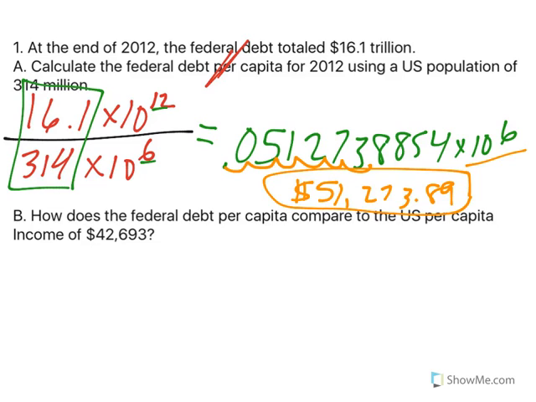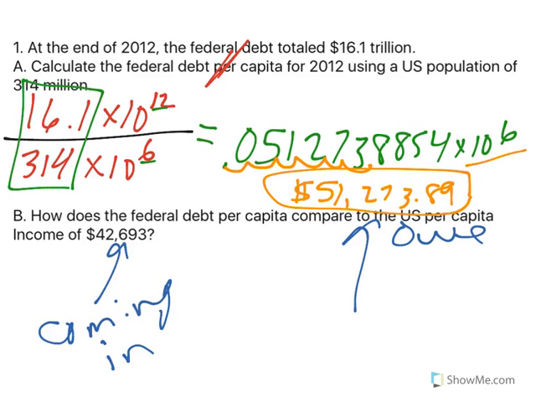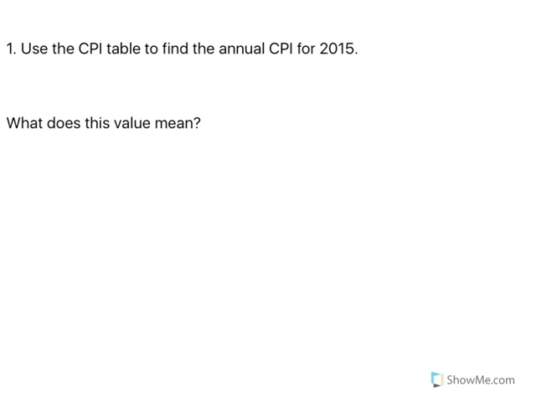In part B, how does that compare to the U.S. per capita income? Well, this is how much you owe per person. This is what you have coming in. So basically the difference is like $8,500 or something, and the difference is in terms of deficit. Even if every person in America took the money they have coming in, because this is an average, so this is everybody, everybody's got $42,693 coming in, but for the federal debt per capita, we've all got $51,273.89 going out, meaning there's no possible way to pay off the federal debt at one time. And that's 2012. We all know that it's grown since then. So crazy.